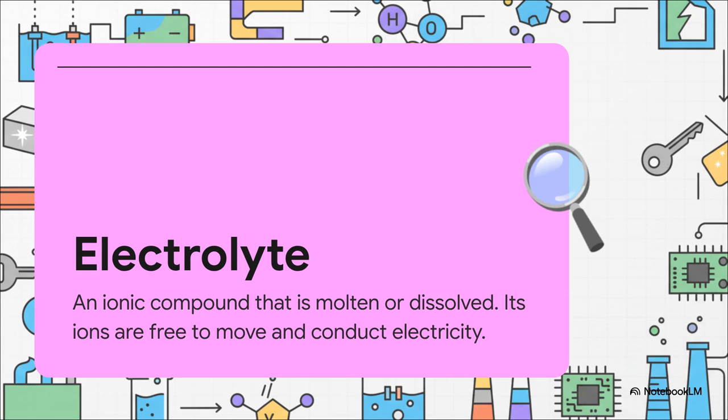But here's the crucial bit. An electrolyte isn't just any old ionic compound. Its ions, those are the charged particles, have to be free to move around. That means it's got to be either melted, so molten, or dissolved in water. If it's a solid crystal, those ions are locked in place, and they just can't move to carry a current.